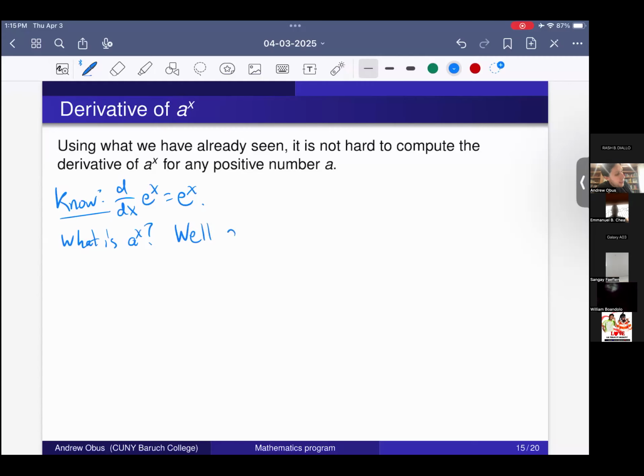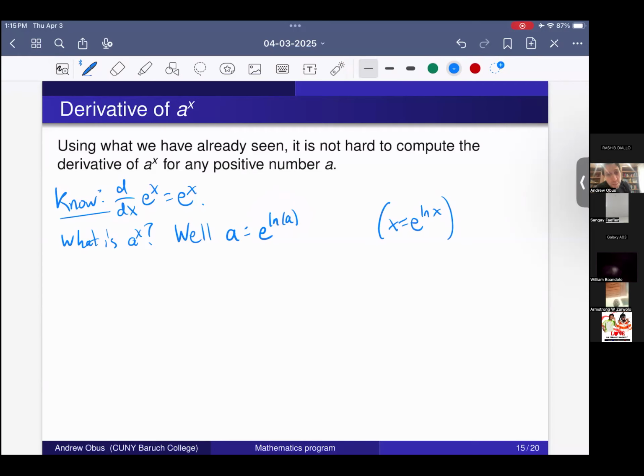Well, any number a, you can write it as e to the ln of a. Right? Because what does this ln of a mean? This means the number that you have to raise e to get a, right? Remember, this is just our general formula: x equals e to the ln of x. e and ln are inverse functions, right?